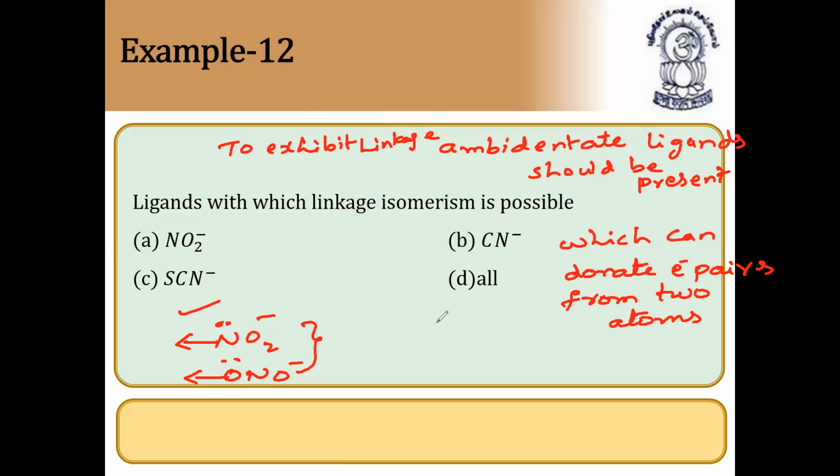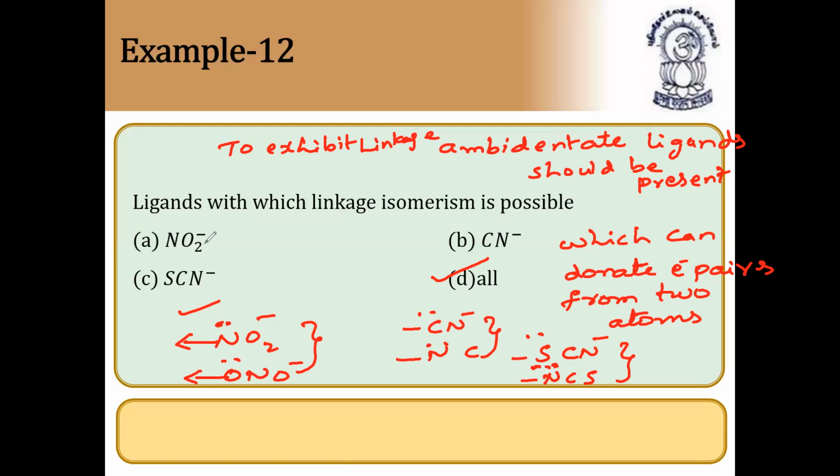Next, CN minus: donation is from carbon, and in NC, donation is from nitrogen. So this is also ambidentate. And finally SCN: donation is from sulfur, and in the second case it is NCS, donation is from nitrogen. So this is also an ambidentate ligand. So the answer is all. All of them can possess linkage isomerism, because to exhibit linkage isomerism, an ambidentate ligand should be present.